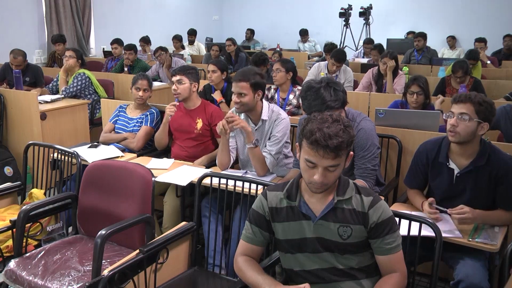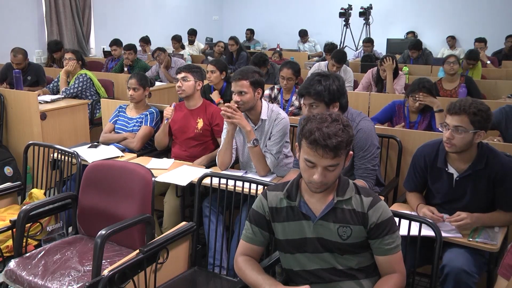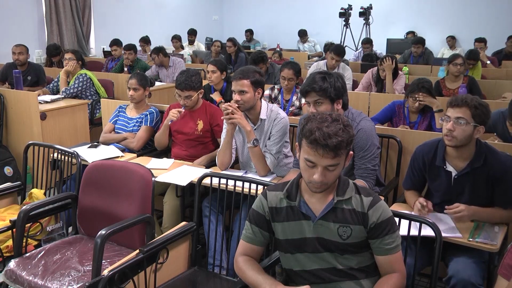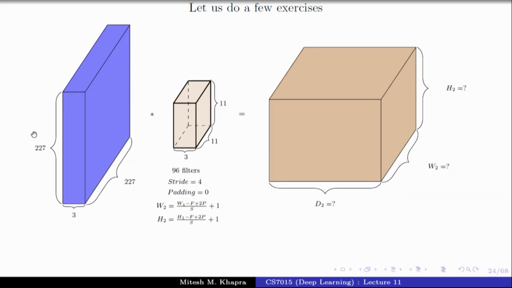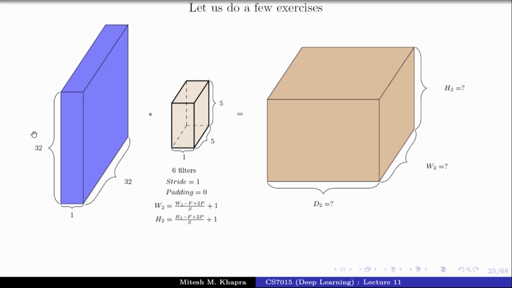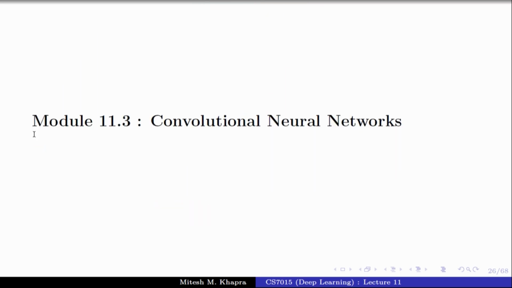Now what is W2 and H2? Any other answer? 227 minus 11 plus 0 divided by 4, that is 54, plus 1, that is 55. And the same for the height also. Everyone gets this? Everyone is fine with this? Okay, so you can compute this. Now I have another exercise, but you can do it offline.